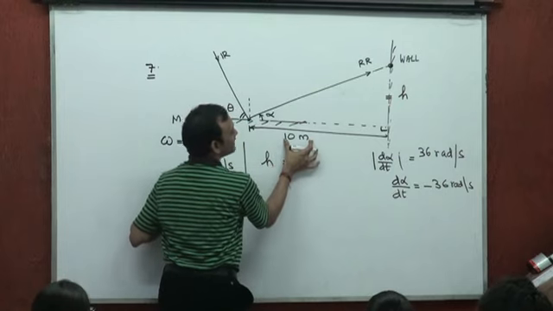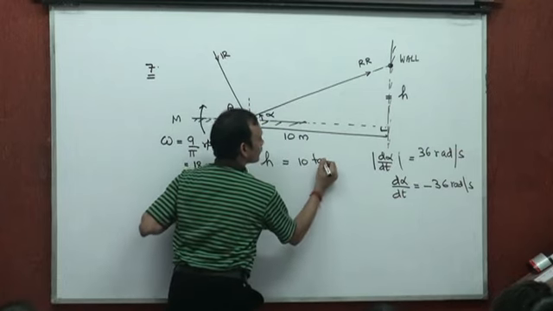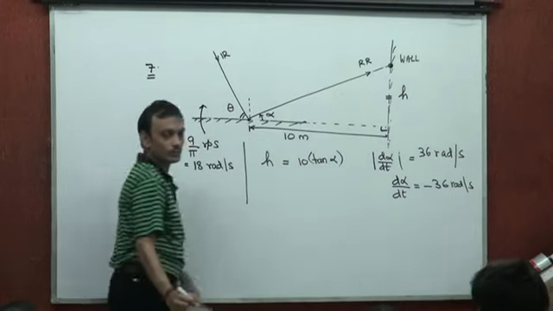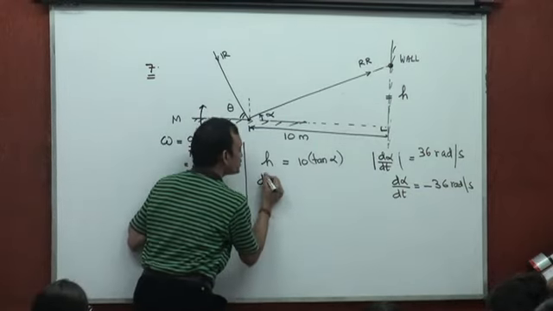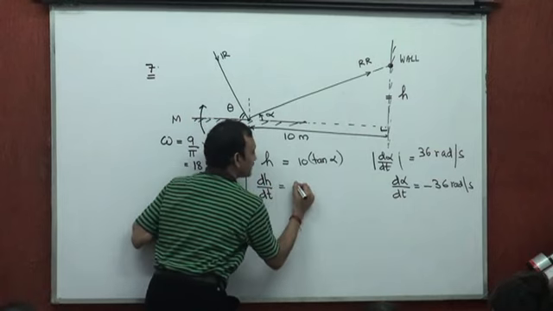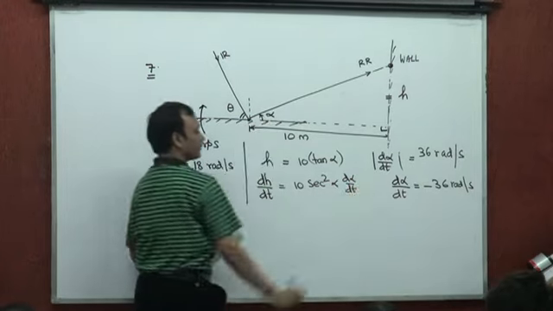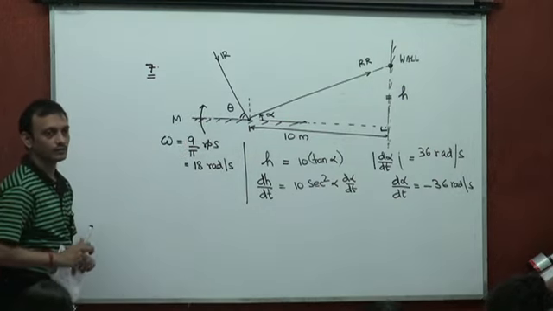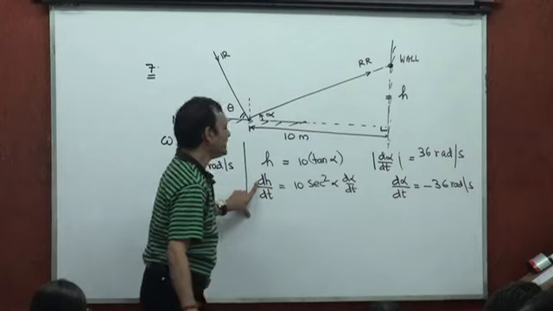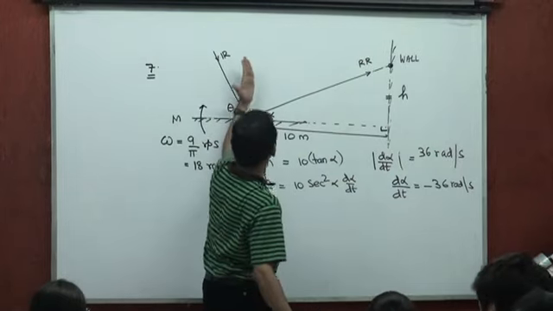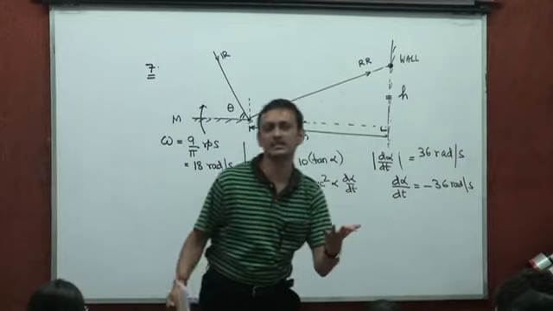h can be written as 10 tan alpha. Right? So dh dt is 10 sec square alpha d alpha dt. In this case, d alpha dt is minus 36. dh dt also turns out to be negative, which is what you expect, because if the mirror is rotated like this, the reflected ray is rotated like this, and h is decreasing with time. So you would have expected dh dt to be negative.